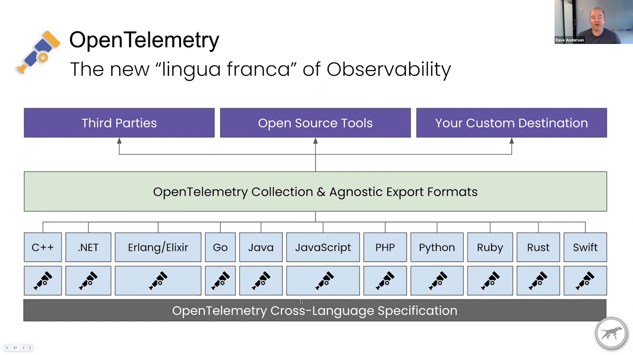The API and SDK libraries are written in the native language of these programming languages that implement the specification the same way, so that we have cross-functional, cross-language APIs and SDKs that all handle the data in a standard way. And then there's the OpenTelemetry collection and agnostic export formats that allow these languages and the APIs and SDKs to send that data to a collector and further send that data on to multiple backends, whether it be your own destination, your open source tools, Zipkin or Jaeger, and additionally to third parties like Scout.